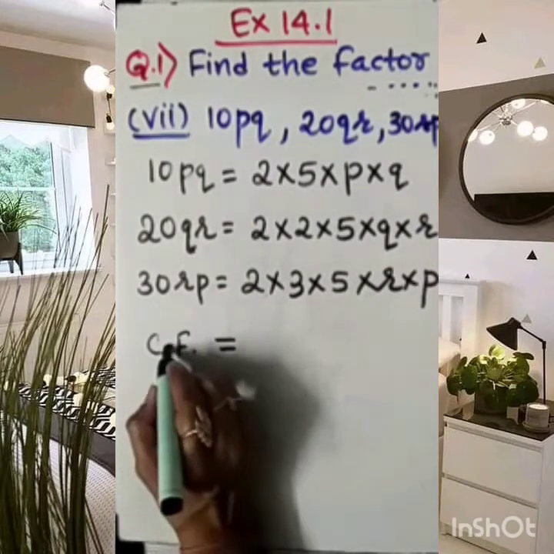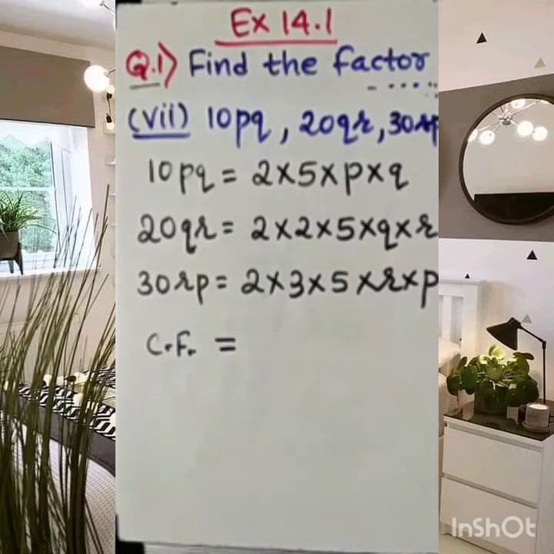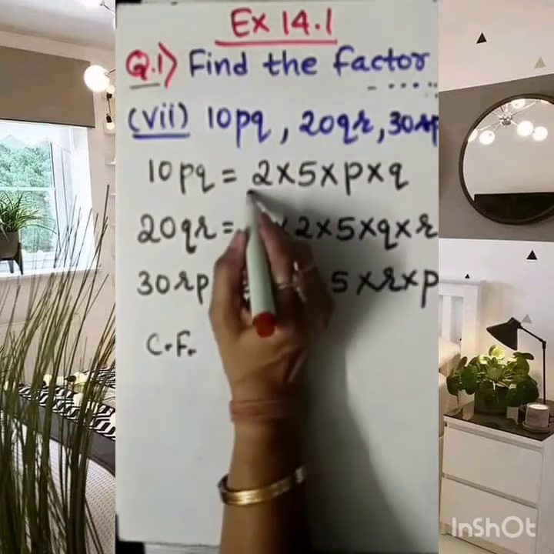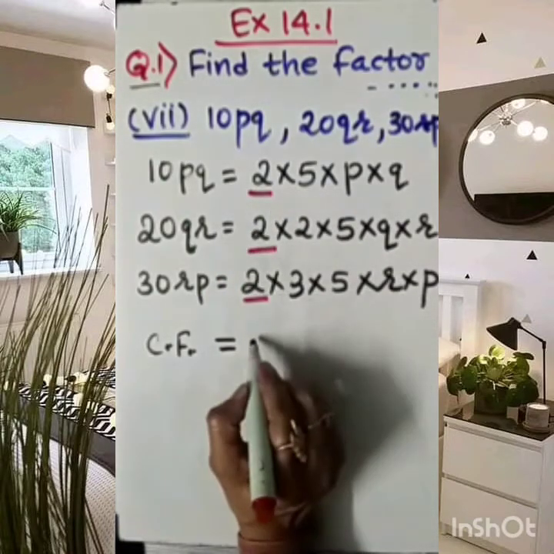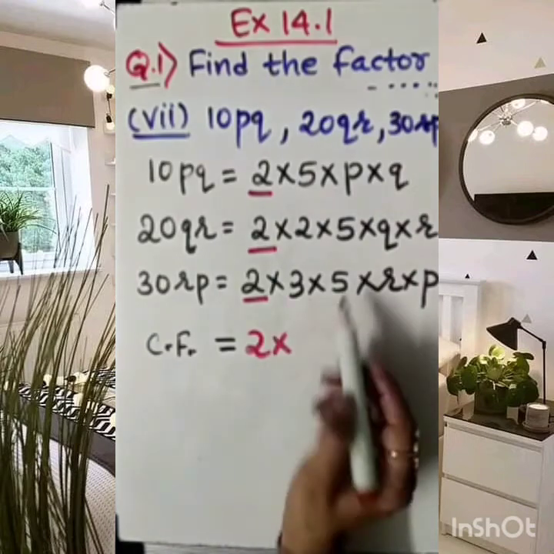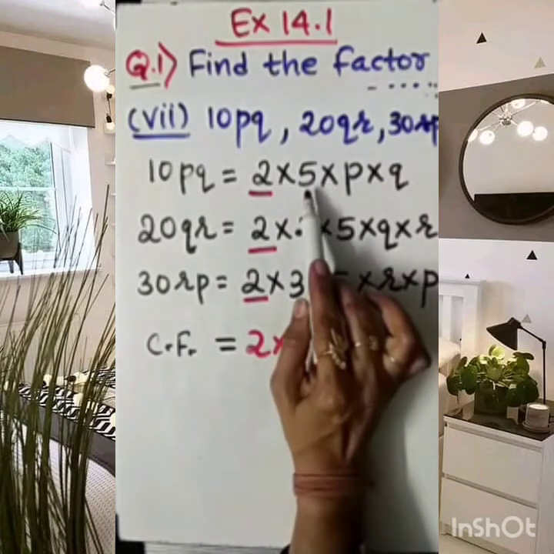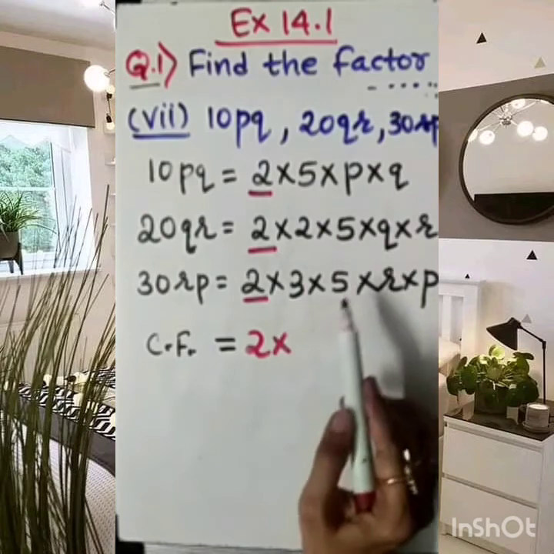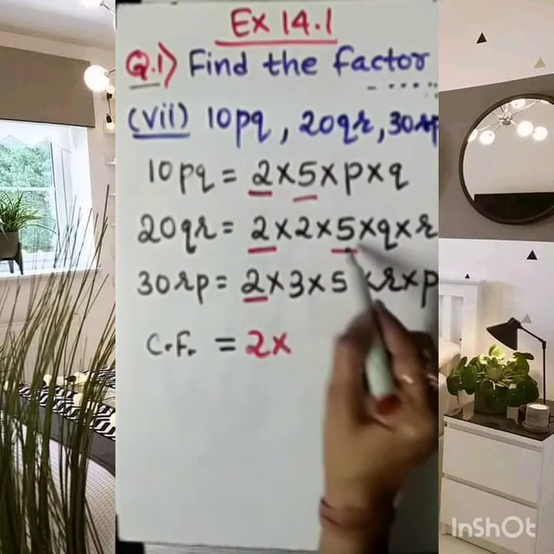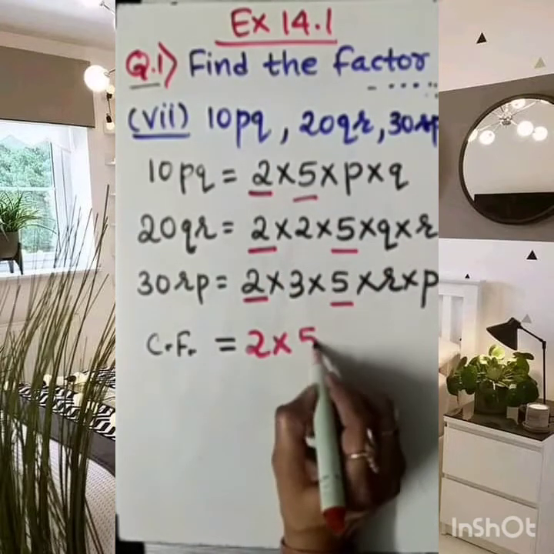The common factors (CF) are, you can see here, 2 is present in all three terms. 2, 2, 2. So let me note down 2. Is there any other number? Here it is 5, 5, 5. Yes, 5 is also common. So let me write 5.